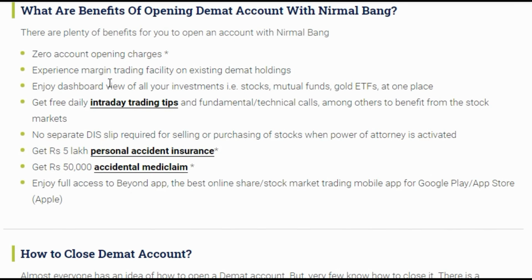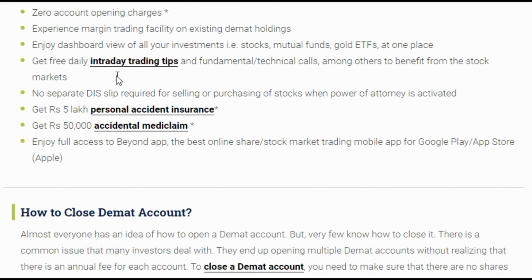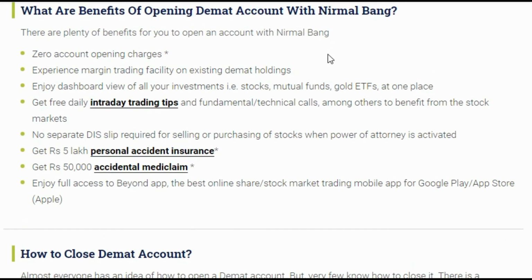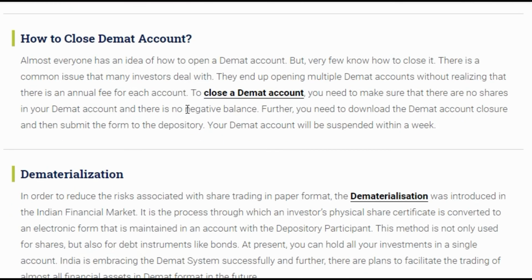So what are the benefits of opening a Demat account with any of the institutions? Now, this is something which you need to go to the particular website and see. Now, how to close a Demat account? Almost everyone has an idea of how to open a Demat account, but very few people know how to close it. Now, this is a common issue many investors deal with.